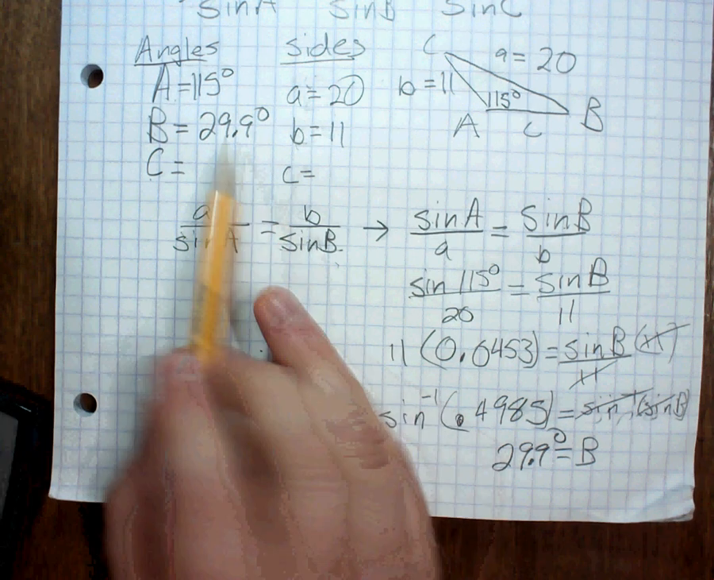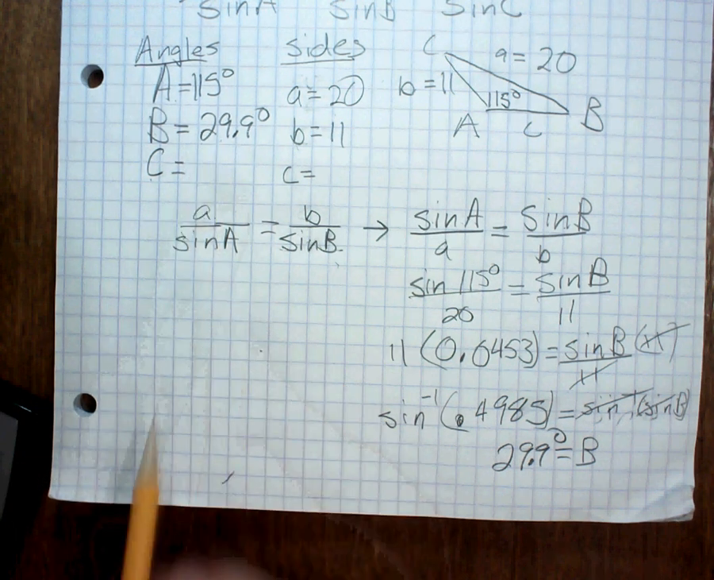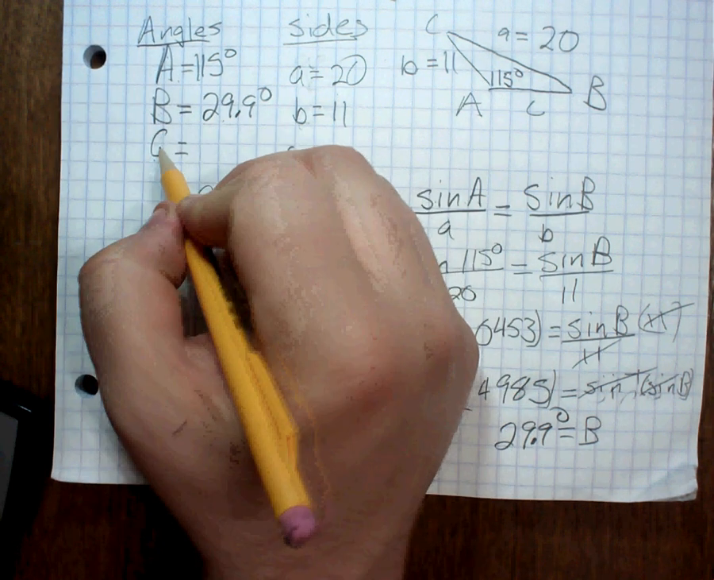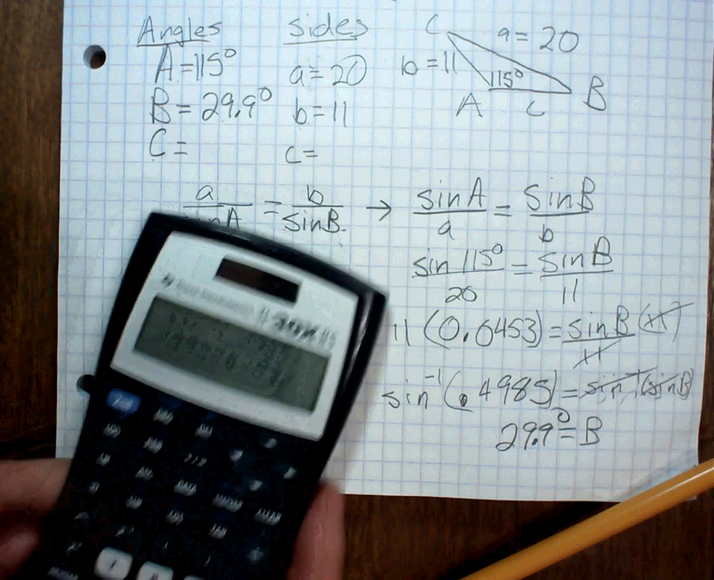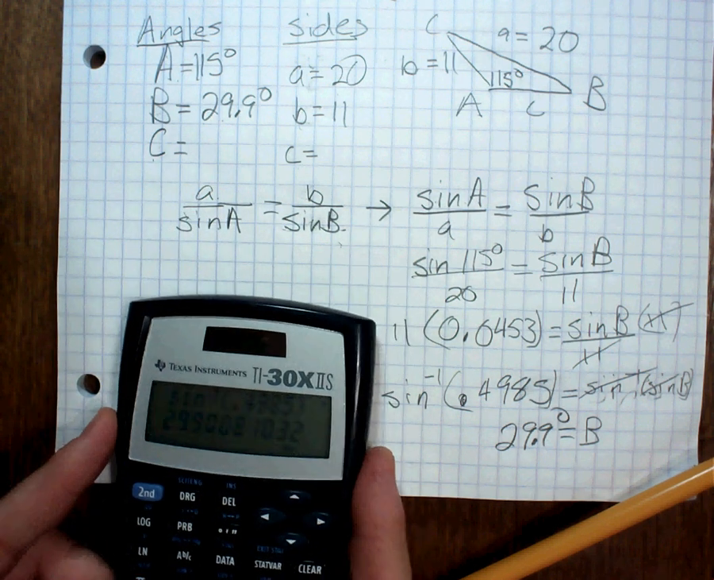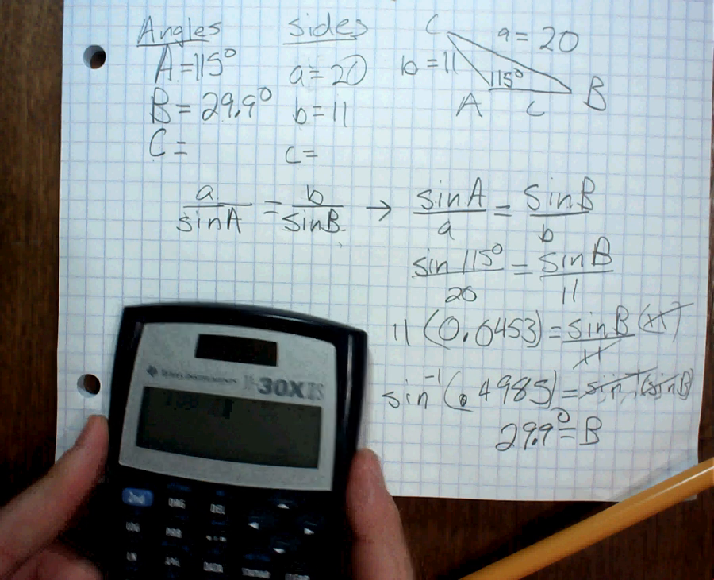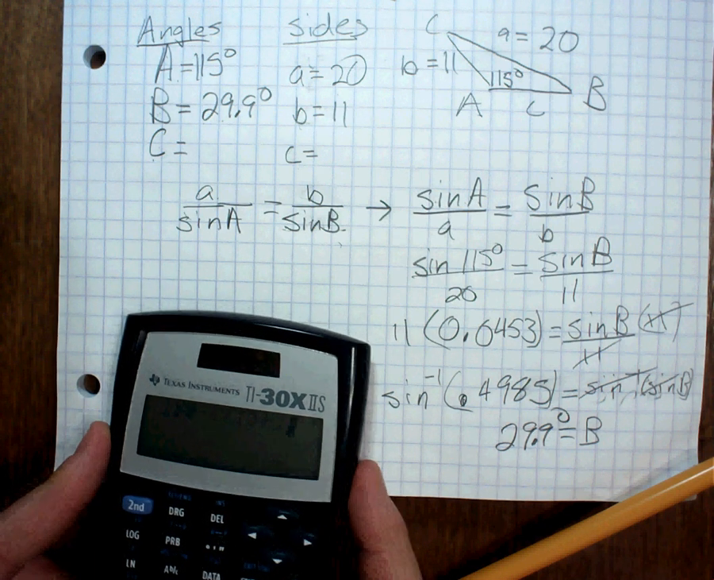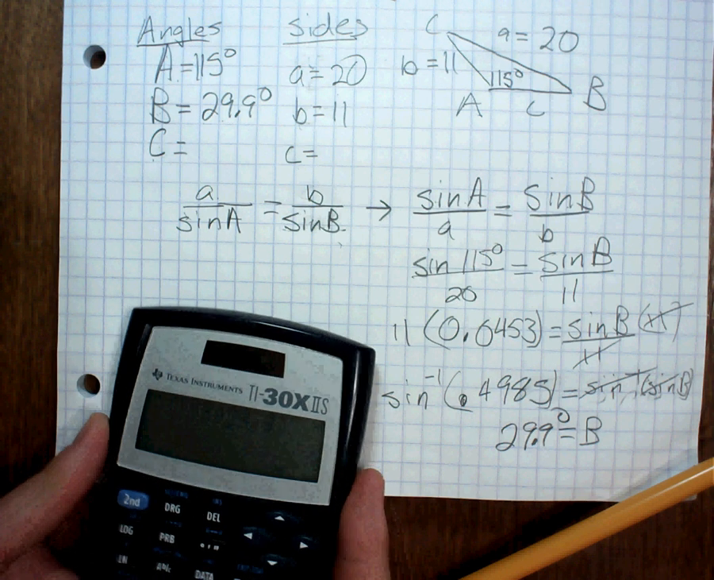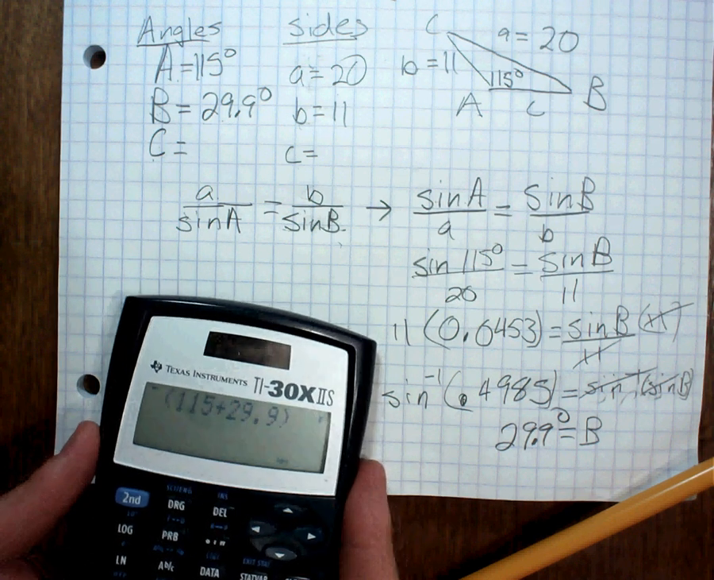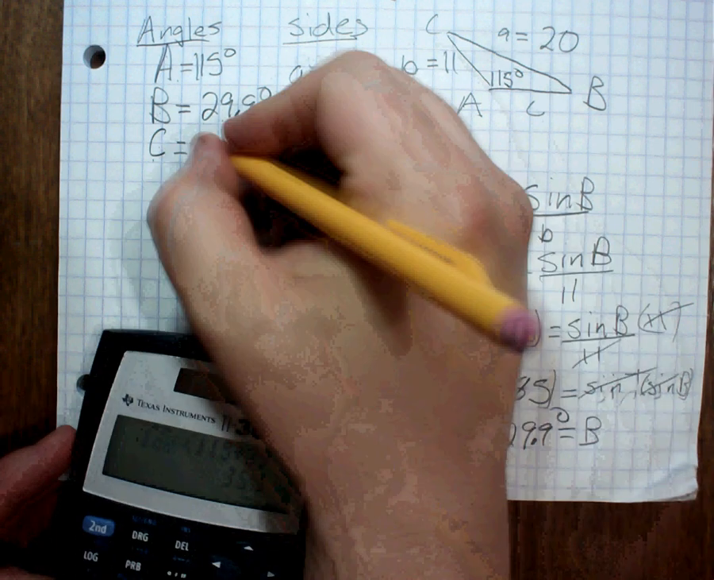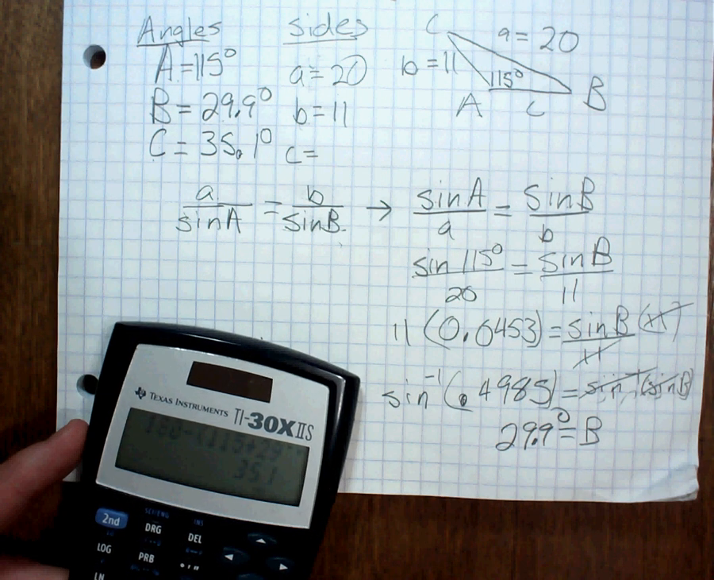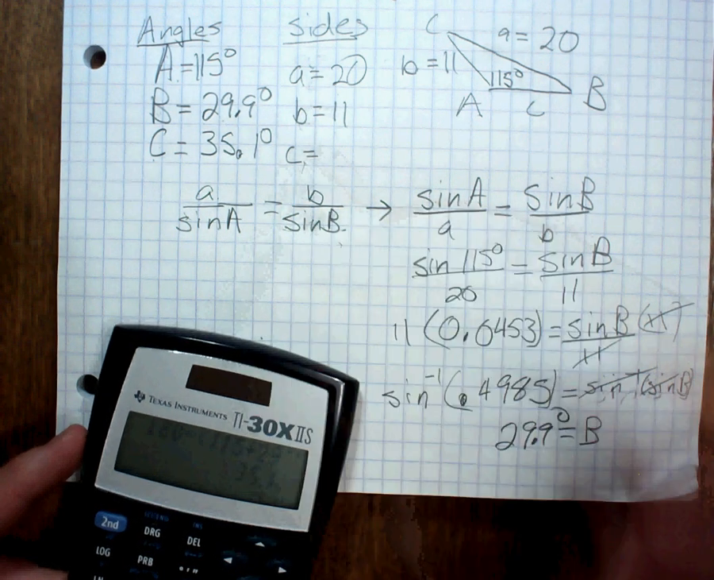Now, what I can do on this particular problem is I can actually solve for C now, because A plus B plus C equals 180. So to find C, I'm just going to say 180 minus, in parentheses, 115 plus 29.9, close my parentheses, and I get 35.1 degrees. Now from there I can solve for lowercase c.